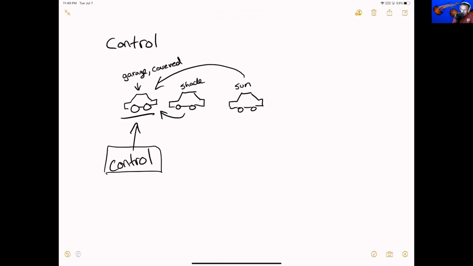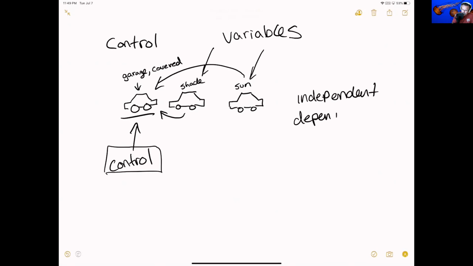Now, notice when we did the cards, we changed some things here. We put one in the shade and one in the sun. These are called variables. A variable is something that you can manipulate, and we have two types of variables. We have the independent variable, and then we have the dependent variable. It's very easy to get them confused.